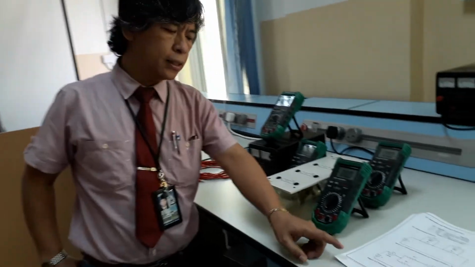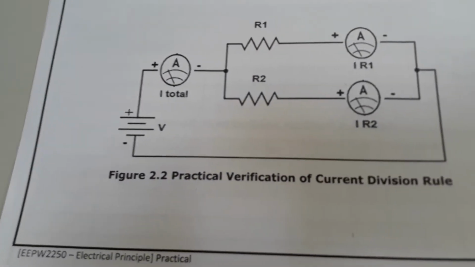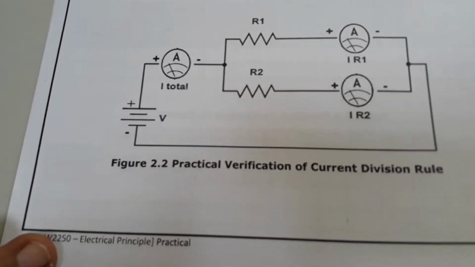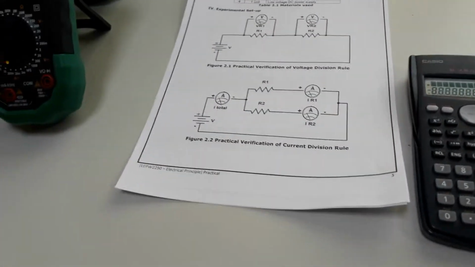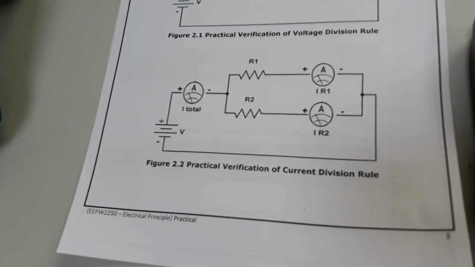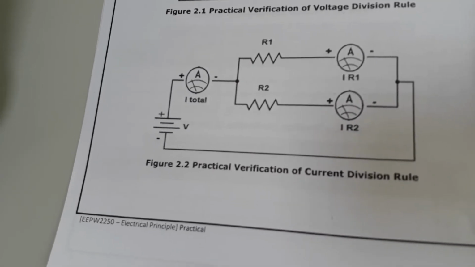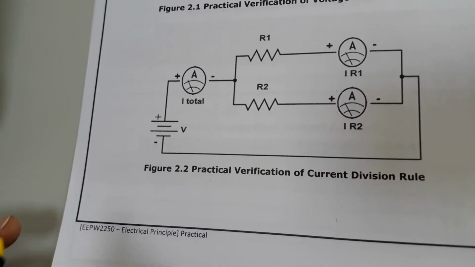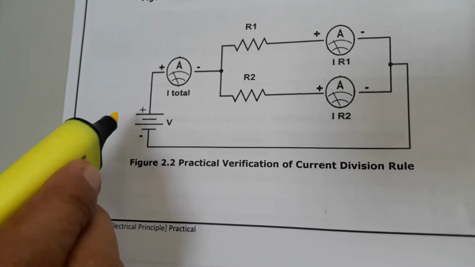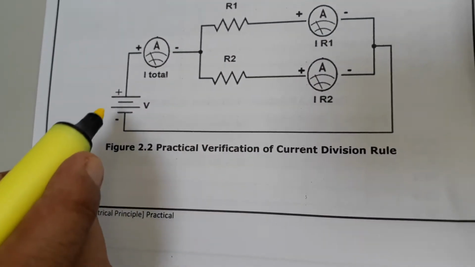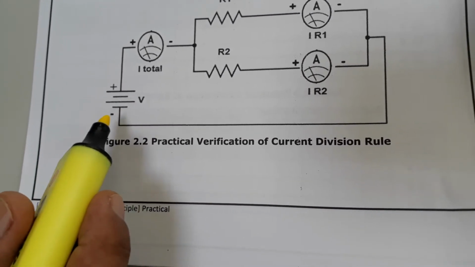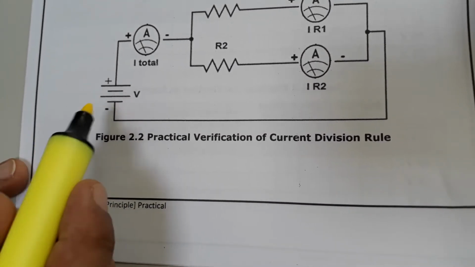Part 2 of verification of Ohm's law is the practical verification of the current division rule. So we will perform part 2 of the experiment by analyzing the schematic diagram given in the experiment. As stated here, we have 3 ammeters connected to 1 voltmeter or the power supply.